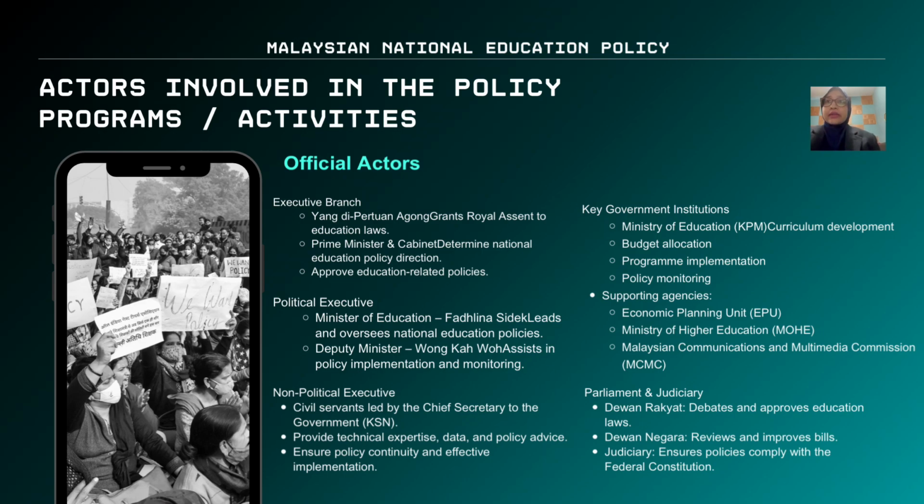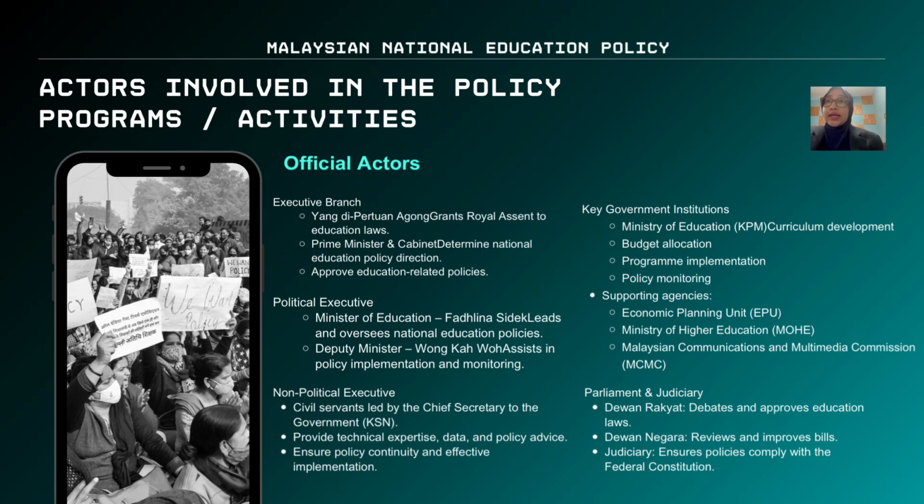For my part of this presentation, I will be discussing the actors involved in the National Education Policy and the implementation strategies adopted by the Ministry of Education Malaysia. To begin with, policy actors can be divided into two main groups, namely official actors and unofficial actors. Firstly, official actors are individuals or institutions that have legal authority to formulate and implement government policies.